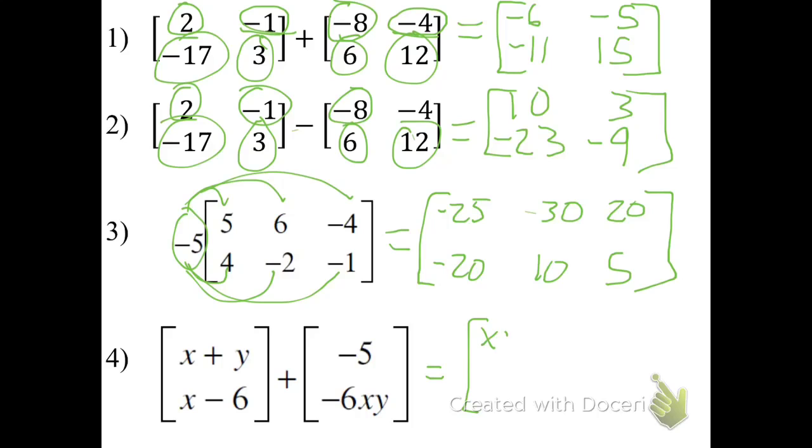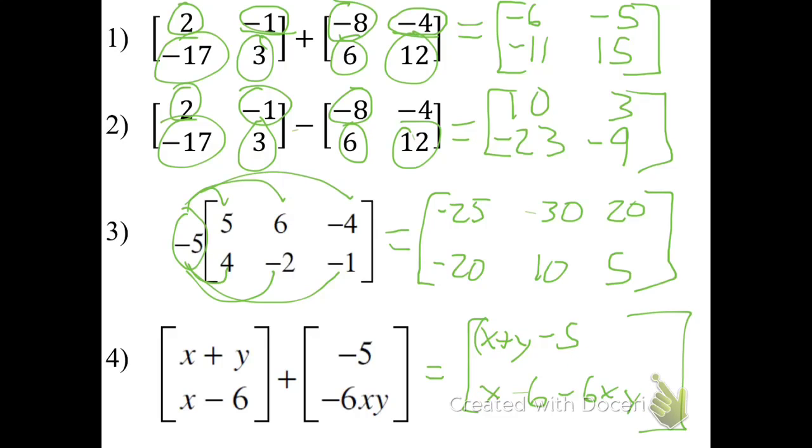You're going to get x plus y minus, well, plus -5. So subtract 5. Okay, and then the bottom one, x minus 6 minus 6xy. And you can't combine any of them. So you do x minus 6 minus 6xy. And that's the bottom. Okay, this is a 2 by 1 matrix. Just because you can't combine them doesn't mean they're separate entries. They're just one entry. You can think of it as having parentheses around them.